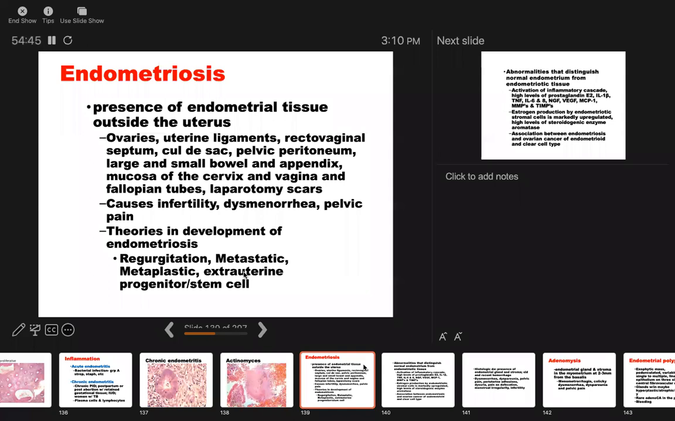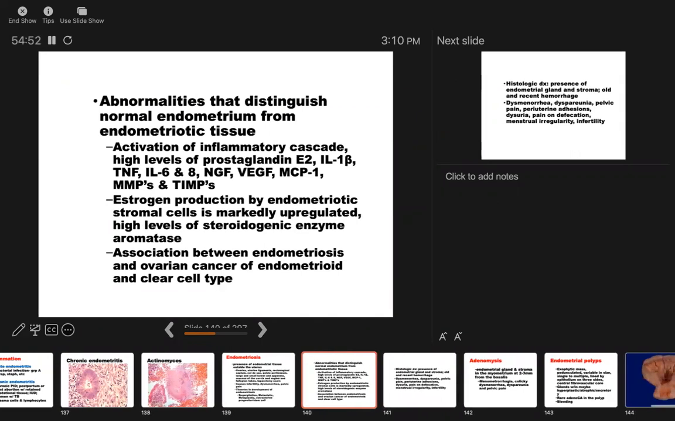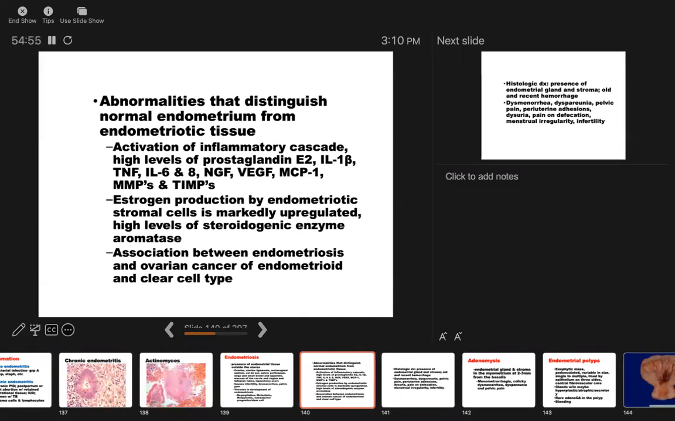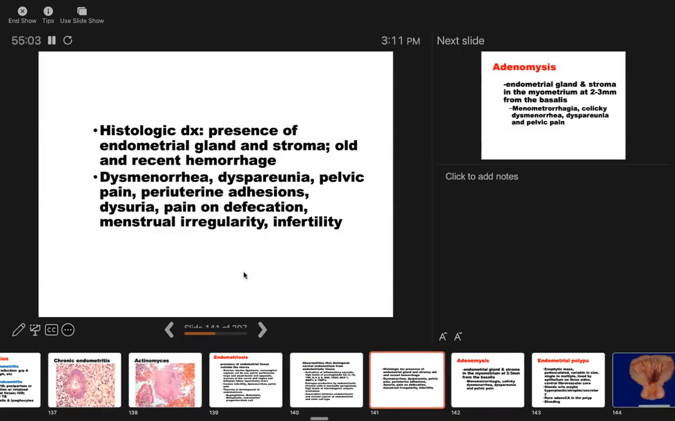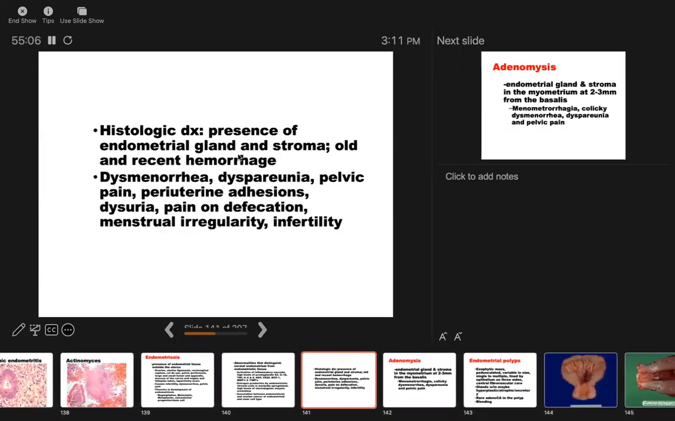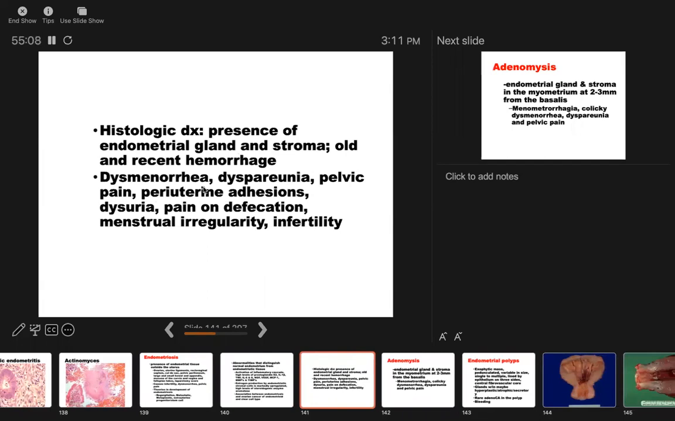Regardless of what theory you think is plausible, it gives you the same. It releases inflammatory mediators. It increases estrogen production by endometriotic stromal cells, and the expression of which leads to, as I have said, the presence of glands and stroma in the sites that were enumerated. And you may have this clinical manifestation verbalized by your patient.